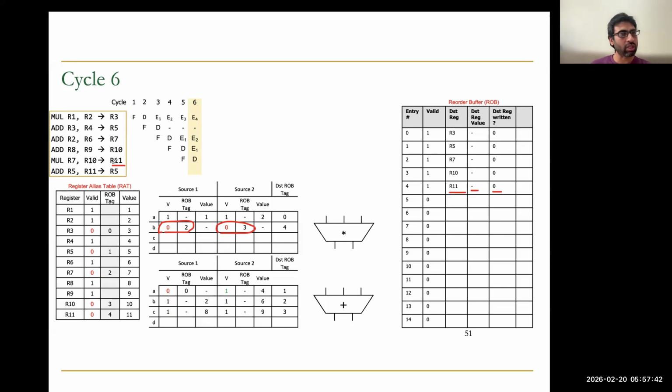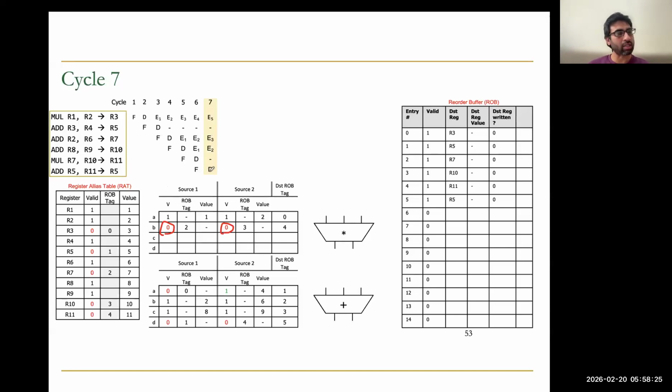And also we need to rename R11, right? So what we did, we marked it invalid in the RAT, and we recorded its entry number in the ROB, which is 4. And then the last add instruction enters the fetch stage. Okay, next cycle, multiply is still executing, add is still waiting, second add is executing, third add is executing. Multiply cannot execute. Why? Because both of the source operands are not available. So it is still waiting.